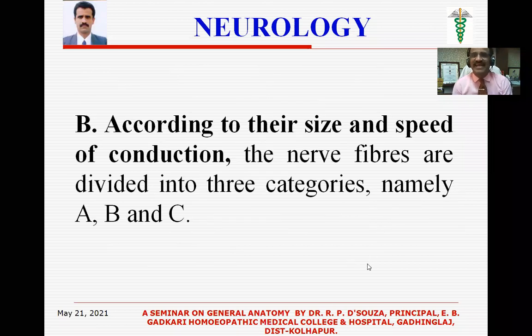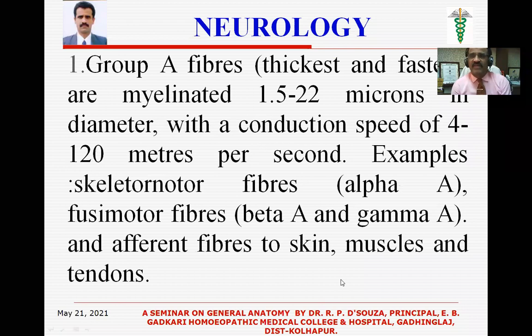And according to the size, we'll try to understand size and speed of conduction also. The nerve fibers are divided into 3 categories, namely A category, B category, and C category. Well, in A category group, the fibers are thickest and fastest for the sake of conduction. Group A fibers are myelinated, 1.5 to 21 microns in diameter, with a conduction speed of 4 to 120 meters per second.